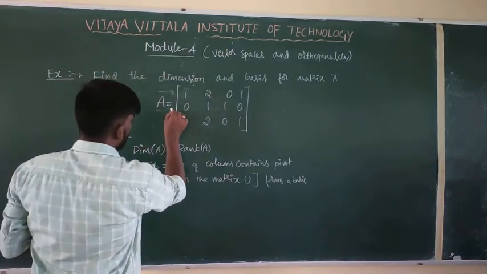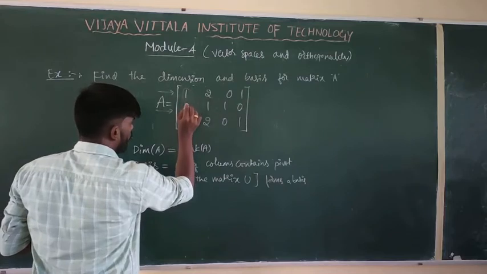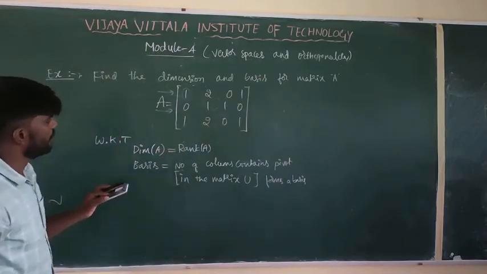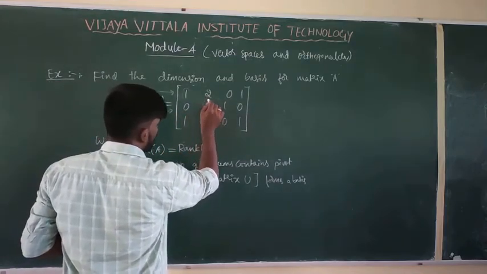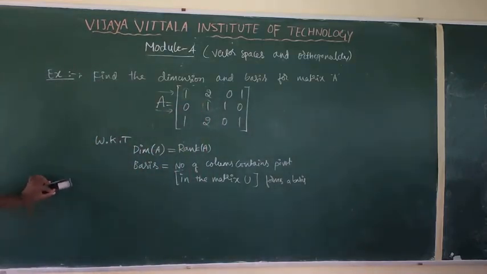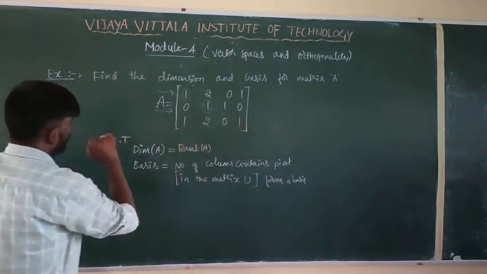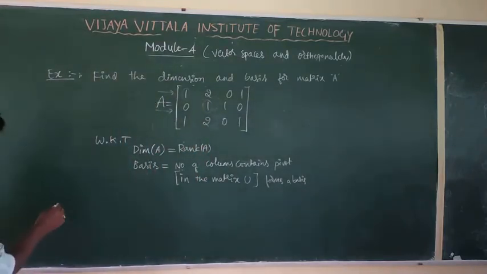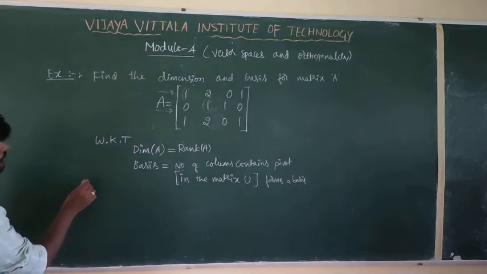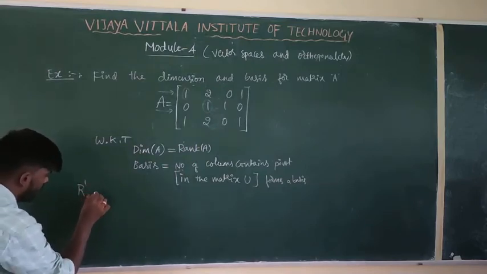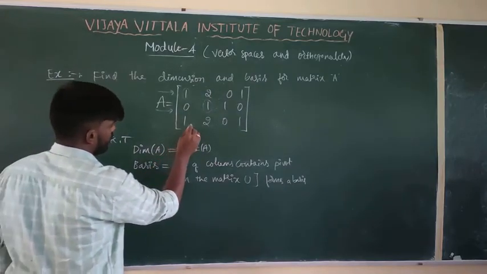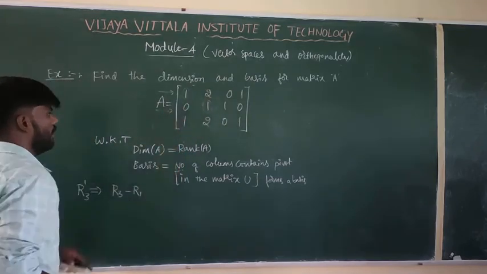In the second row, below the leading entry, the element is already 0, and the next one is non-zero. Therefore, there is no change in the second row. In the third row, we use an operation to make this entry 0, with the pivot element above it. We use the operation R3 equals R3 minus R1, subtracting row 1 from row 3.